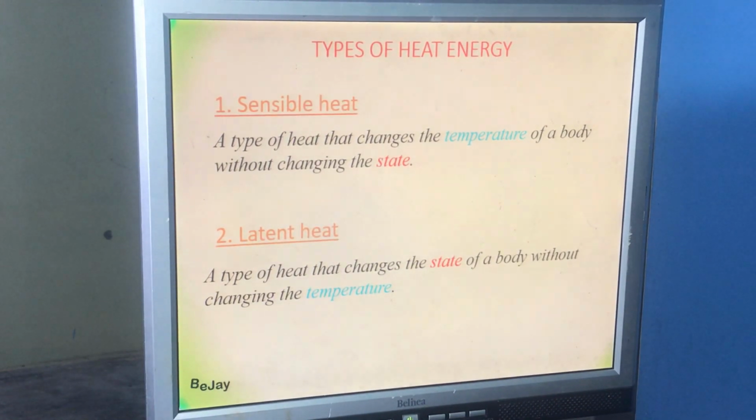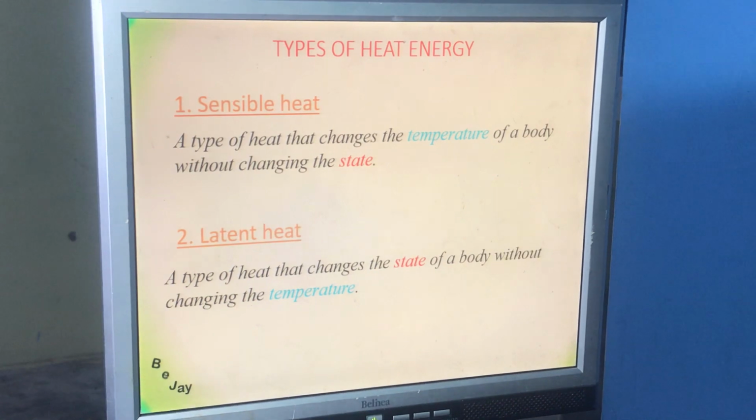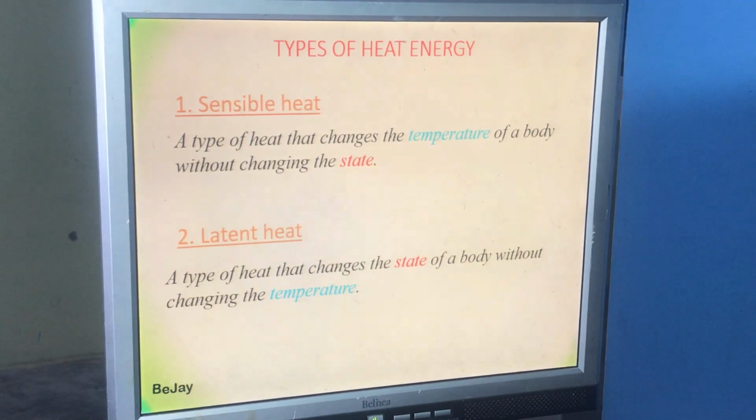For instance, at 0 degrees Celsius, water changes to become ice. At the same 0 degrees Celsius, ice also changes to become water. So when you have ice which is melting at 0 degrees Celsius, it will melt to become water. The same temperature, 0 degrees Celsius, but the water changes state from solid to liquid. That is what we mean by change of state without changing temperature.